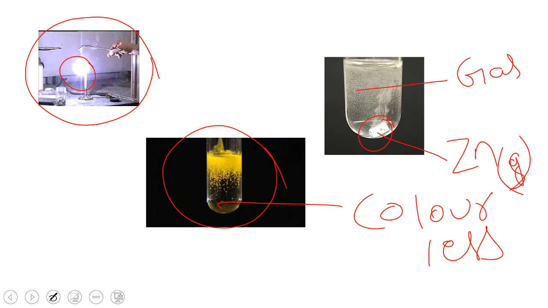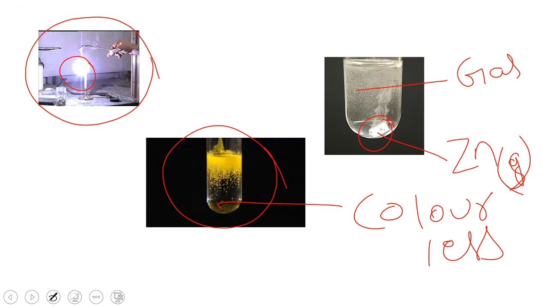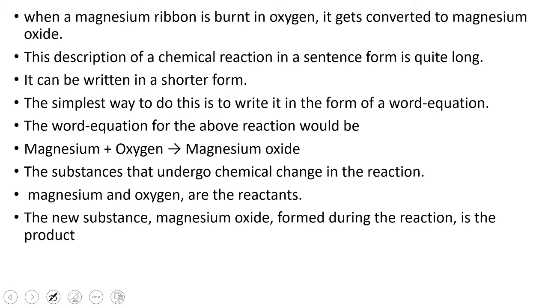So in a chemical reaction, what we observed is there is a change in the state, there is a change in the color, and evolution of gas takes place, and change in temperature also takes place. So all these will take place in a chemical reaction, right? So let's discuss in detail.